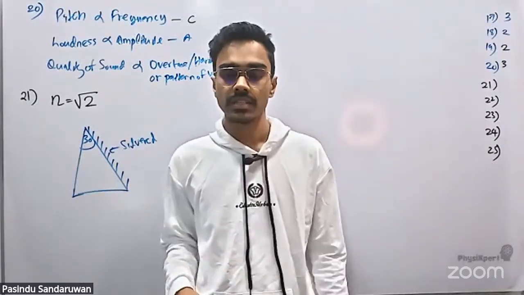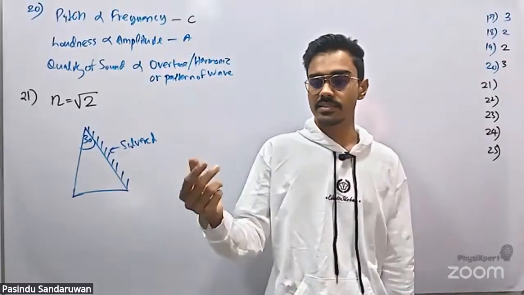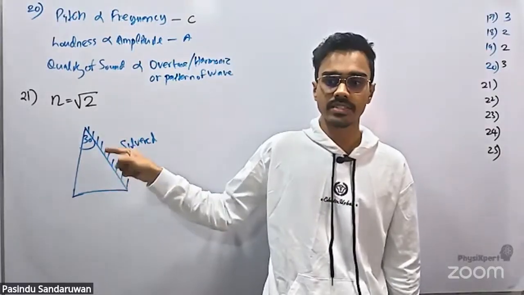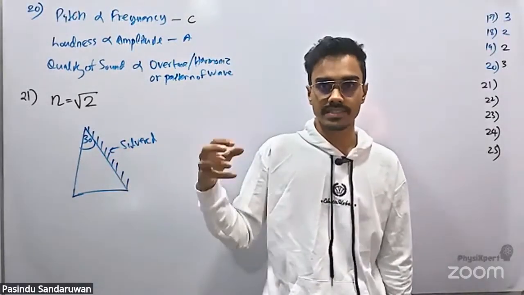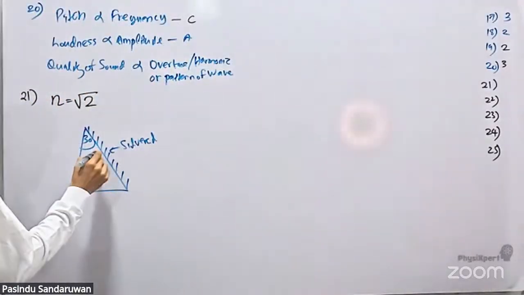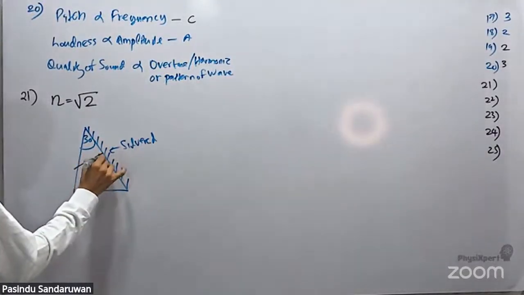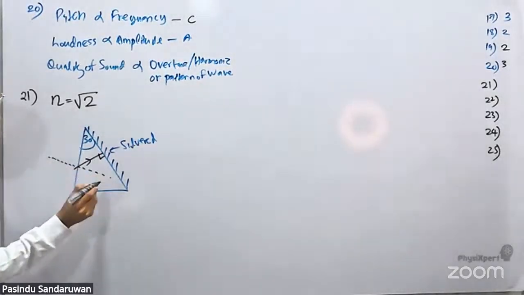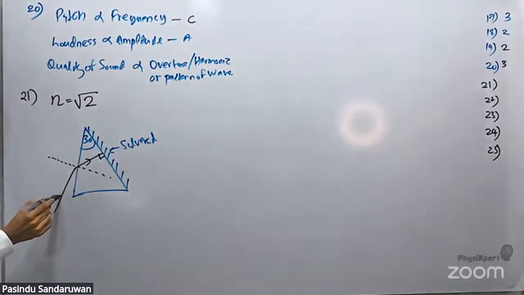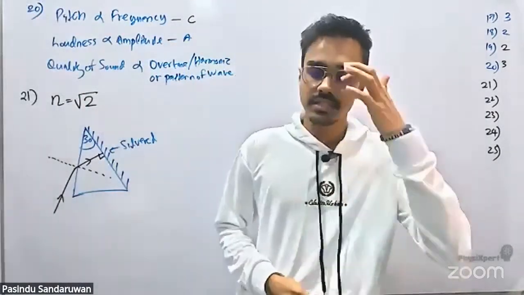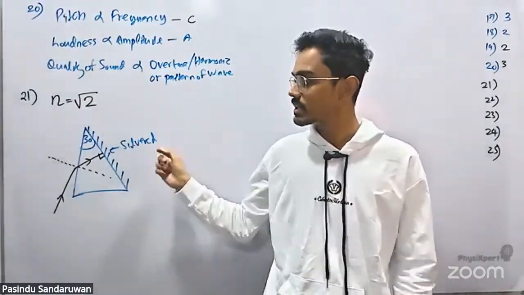That's a good point. Because if the ray travels back through the same path, it should fall perpendicular to the silvered surface, because the silvered surface acts as a mirror. That is my argument. Then if you draw the normal here, this is how the light ray should travel. Is that clear? It should be normal to the silvered surface to come back along the same path.